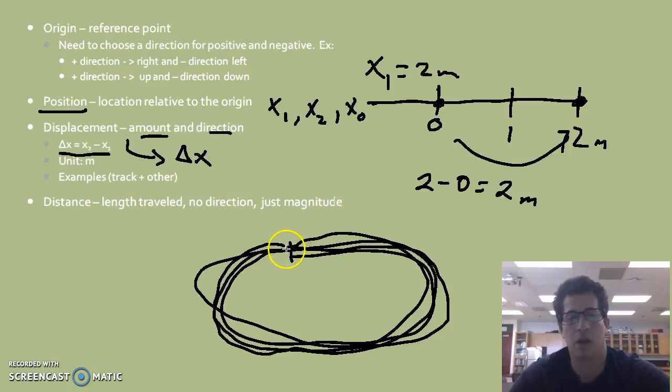Okay, what would be our displacement? What's our change in position? Let's say that we ran 3 laps. What was our change in position?